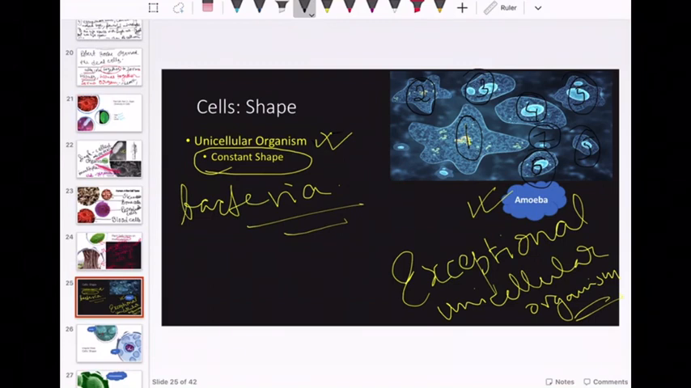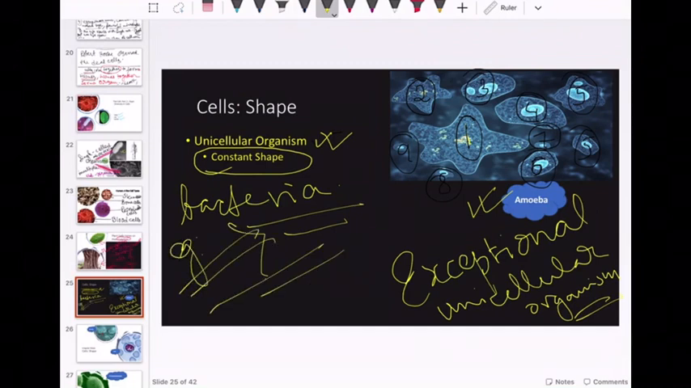Don't think that they are all various different amoebas. The same amoeba is taking a total of 9 different shapes. So amoeba is the only unicellular organism that can vary in its shape. Otherwise, unicellular organisms like bacteria maintain the same constant shape lifelong.